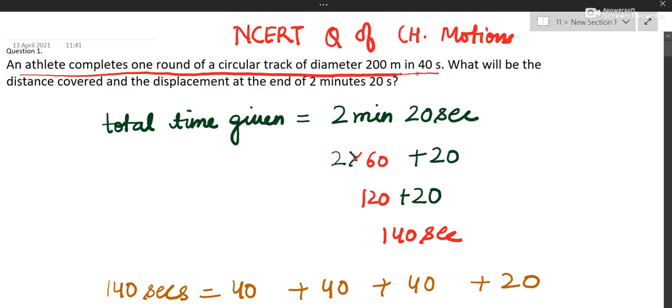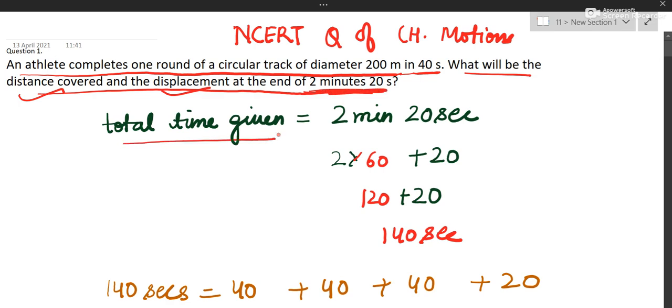So one round he completes in 40 seconds. What will be the distance covered and displacement at the end of 2 minutes 20 seconds? So you can see they have asked distance covered and displacement at the end of 2 minutes 20 seconds. So I have written total time given is 2 minutes 20 seconds. Convert minute into seconds, so we have multiplied with 60. 2 into 60 is 120. 120 plus 20 is 140 seconds.